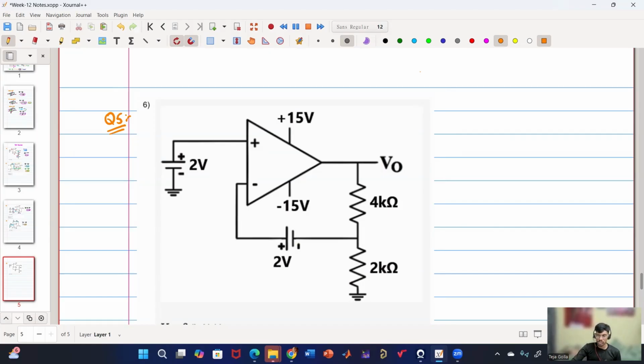Any idea, anyone? How to solve, how to proceed? V2 and V1 are 2 volts. Okay. So you are saying that this is 2 volt. So this is also 2 volt. Okay. After that, how are we going to proceed?